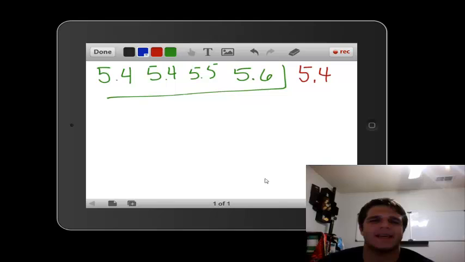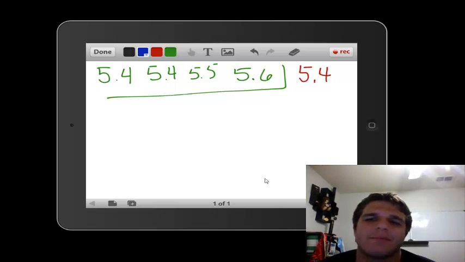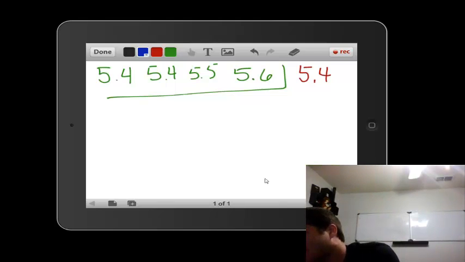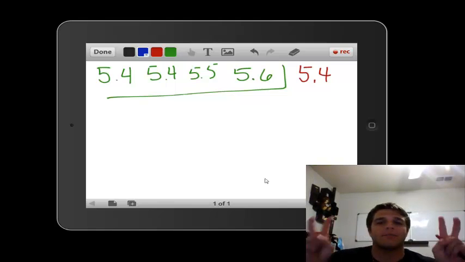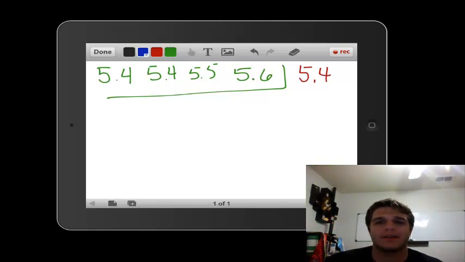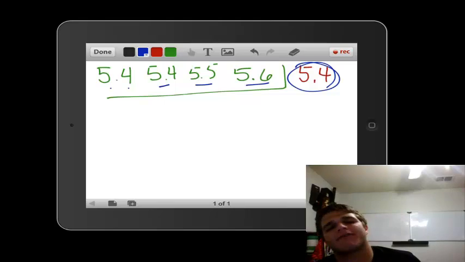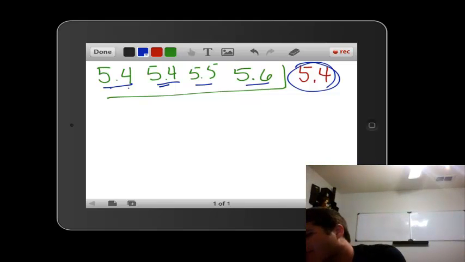Here's a good example. As you can see, we have 4 different data points and another number on the outside. The number on the outside, written in red, indicates the actual value, okay? The bullseye for our data points. The numbers on the inside are all of the results of a lab trial, we'll say, okay? So we have 5.4, 5.4, 5.5, 5.6, okay?